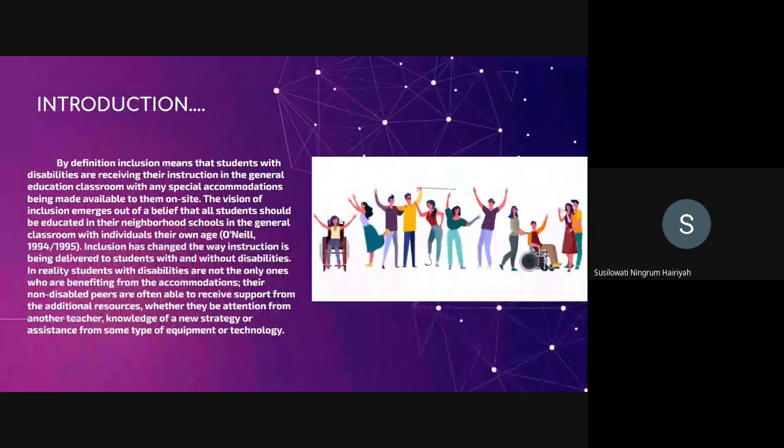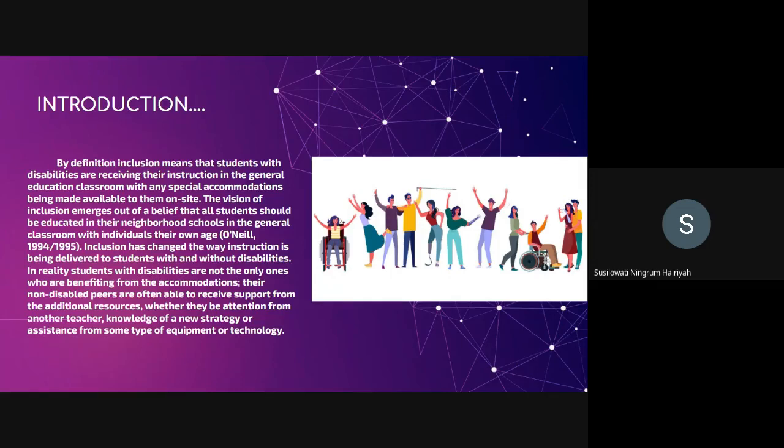By definition, inclusion means that students with disabilities are receiving their instruction in the general education classroom with any special accommodation being made available to them on site. The vision of inclusion emerged out of a belief that all students should be educated in their neighborhood schools in the general classroom with individuals of their own age, by O'Neill, 1994.